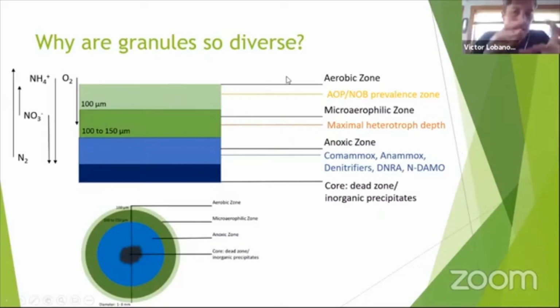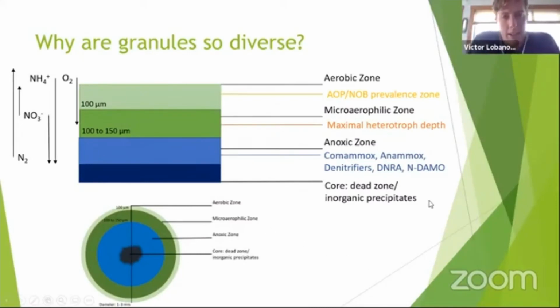So the edge of these microbial assemblages or granules tends to be aerobic. And so you get ammonia oxidizing prokaryotes, AOP, and nitrite oxidizing bacteria. And then you get some heterotrophic bacteria. And as you can see from the scale here, we're talking about a really tiny sliver of these granules. And then in the bottom part, you're going to have different types of nitrogen metabolizing bacteria, such as Comammox, Anammox, and denitrification going on. And then in the very center, you're going to have a dead zone.